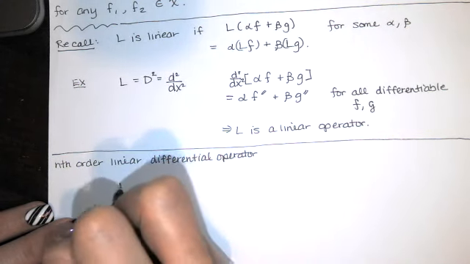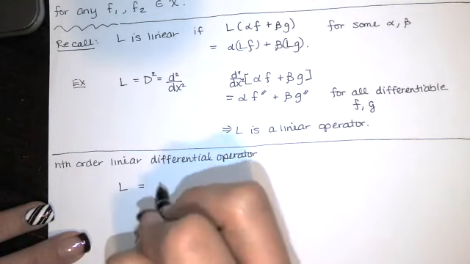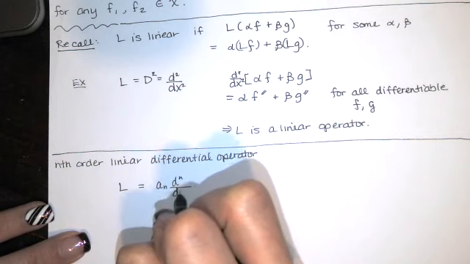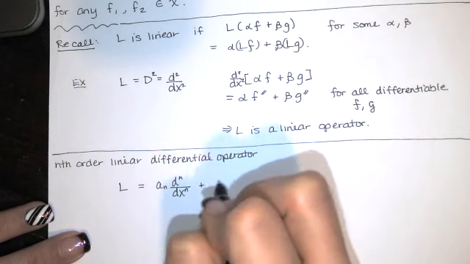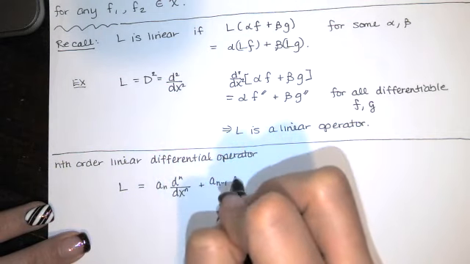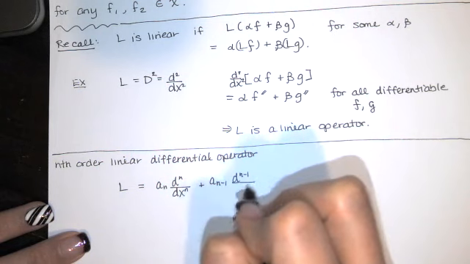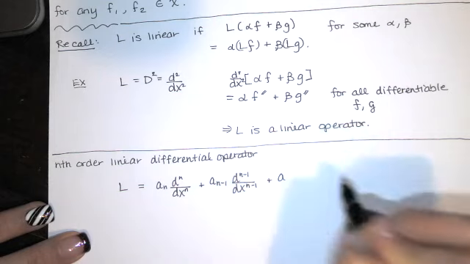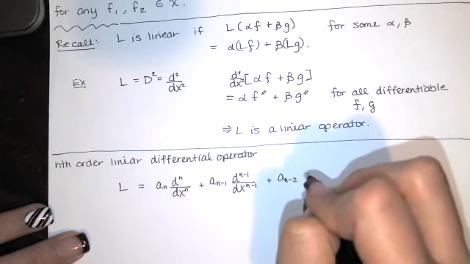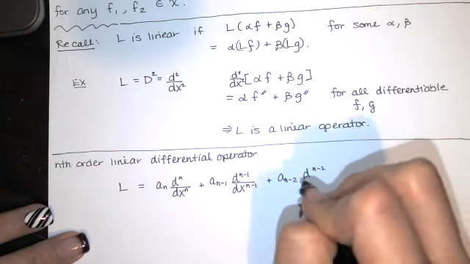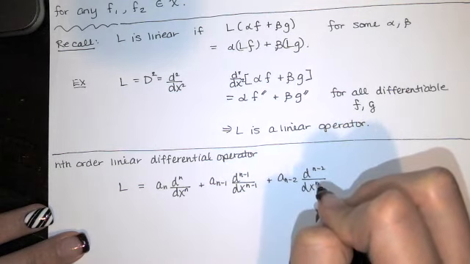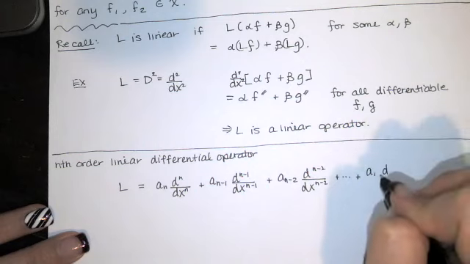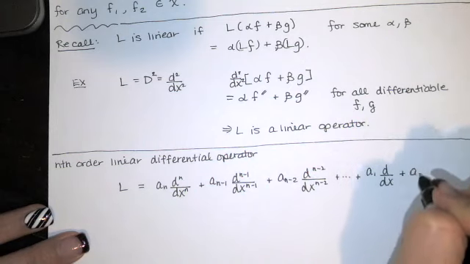In that case, L would be, let's just say some constant a sub n times the nth derivative operator, plus some constant a sub n minus 1 times the n minus 1th derivative operator, plus some other constant a sub n minus 2 times the n minus 2nd derivative operator. And you would keep going until eventually you get a constant times the first derivative operator plus just a constant.